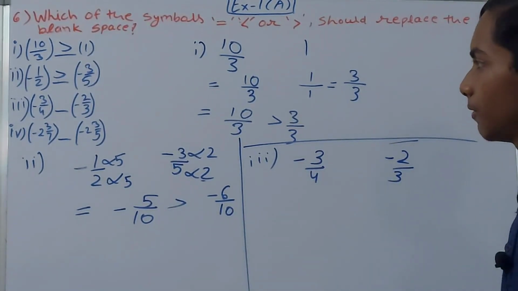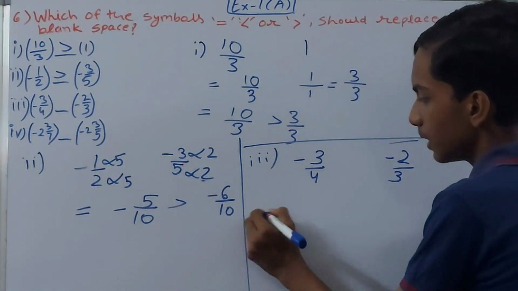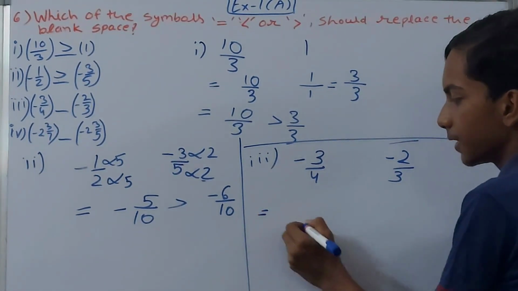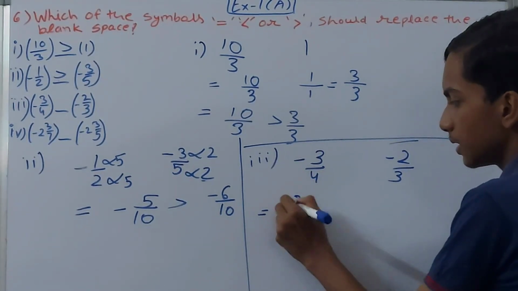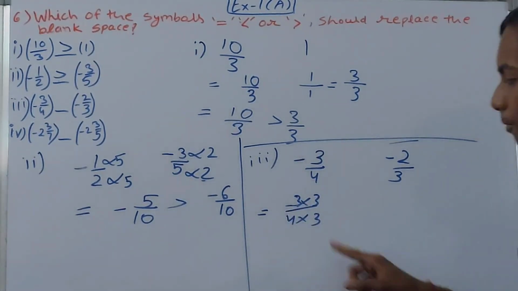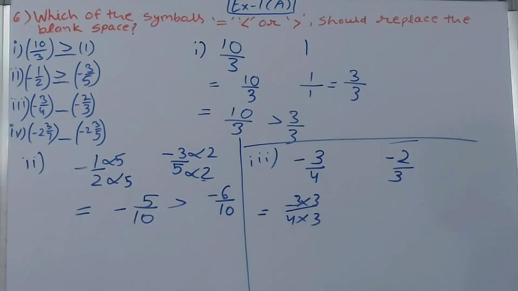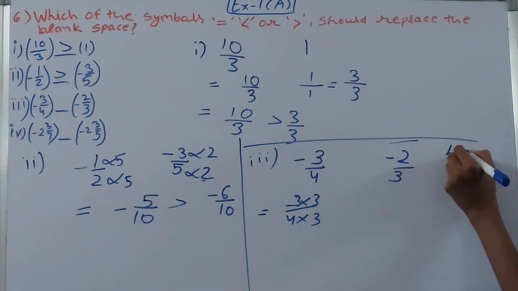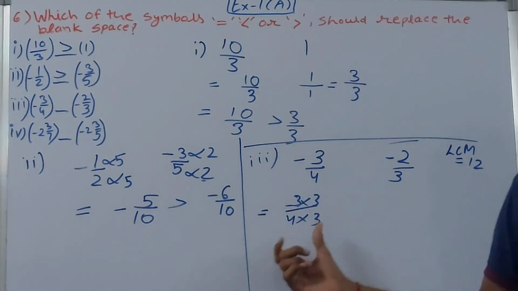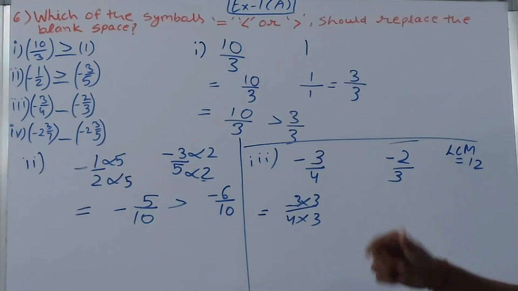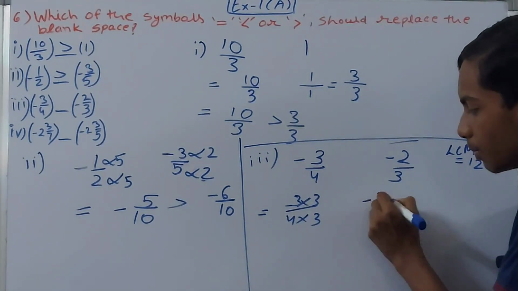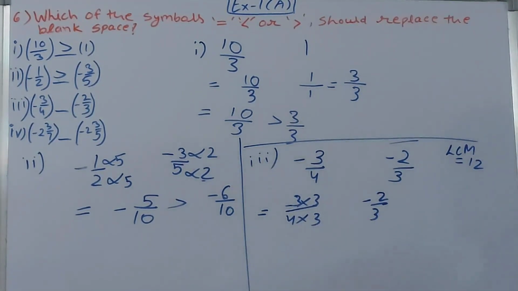So same thing we will be doing with the third one as well. Find the LCM. 4 and 3 LCM will be 12. 4 into 3, 12, minus 3 into 3 as well. Here multiplying by 3, here also we are going to multiply by 3. You can mention here the LCM also, LCM is 12. So minus 3 into 3, 9, and 4 into 3, 12. And same thing, minus 2 upon 3.